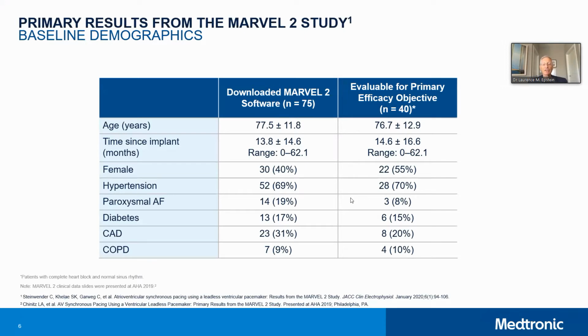You can see that they tended to be older patients, in their mid-70s. As for the time since implant, these were chronically implanted devices, although some could have been the day before. We had a good representation in the 40 patients. Gender was pretty much half and half, men and women. A fair number of them did have hypertension. A few had atrial fibrillation; diabetes, coronary disease, and COPD were less represented. Next.